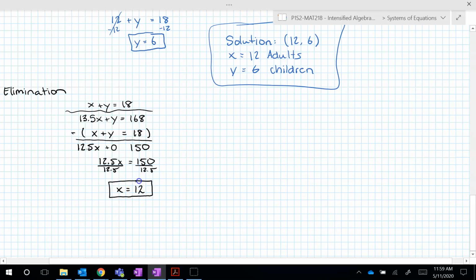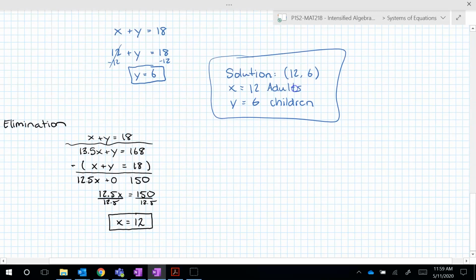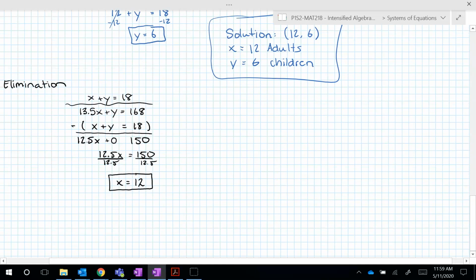The same answer that I got up here, and really I got the same result. The 12.5x equals 150. I ended up in the same location, just got it a slightly different way. And again, I'd have to go back and plug it back in: 12 plus y equals 18. Subtract 12 from both sides, and I get y equals 6. So again, 12 adults, 6 kids.